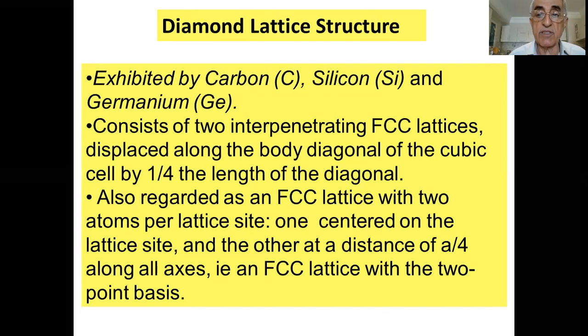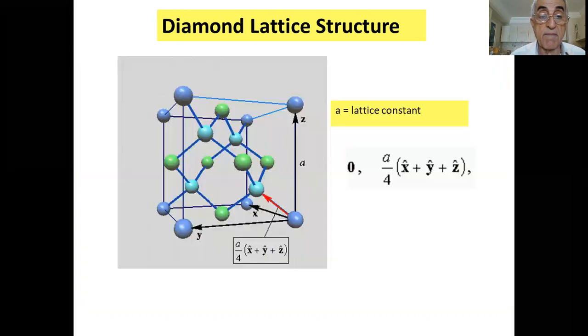carbon, silicon (Si) and germanium (Ge), consists of two interpenetrating face-centered cubic lattices displaced along the body diagonal of the cubic cell by 1/4 the length of the diagonal. It is also regarded as an FCC lattice with 2 atoms per lattice site, one centered on the lattice site and the other at a distance of a/4 along all axes. That is to say, an FCC lattice with a 2-point basis.